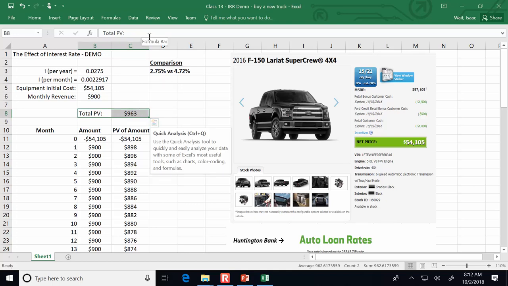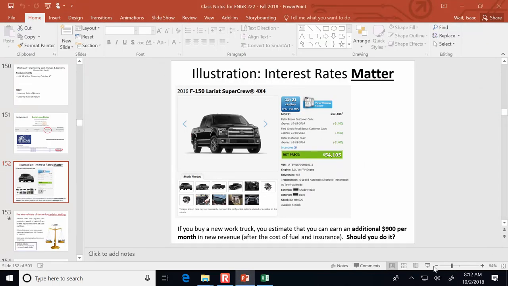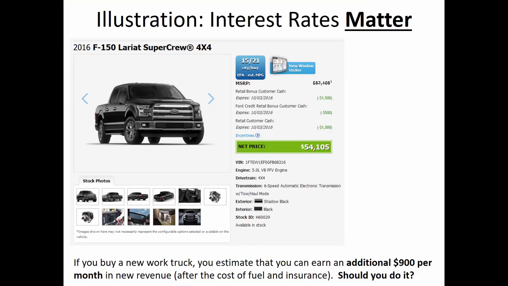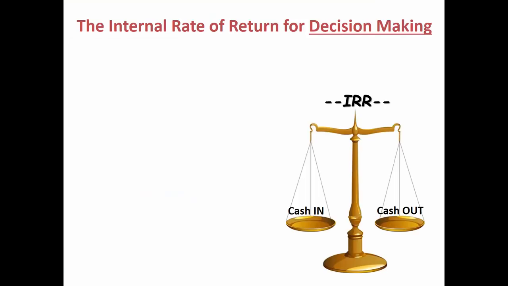Okay, so that's just an illustration of how and why interest rates matter and how you can use interest rates to make a decision. Remember, this course is about decision making, and so if we were deciding whether to do it at 4.72, the answer would be no. But then if new financing can be arranged and the rate drops to 2.75, then the decision making changes. And so this is an illustration of making a decision with interest rates. And what you can only do with the internal rate of return is a yes versus no. And so let's talk about the internal rate of return.